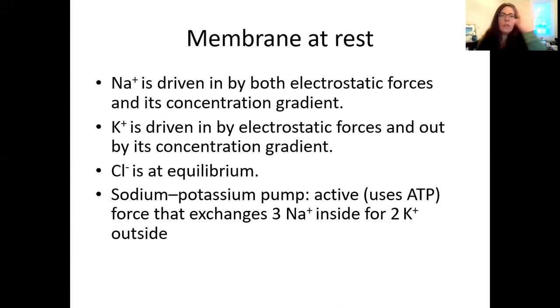And I talked about before the forces that work to move ions. We have the concentration gradient, and we have the electrical gradient. So there are two forces that move ions. Okay. Now, so let's take sodium first. And remember that the gate for sodium is closed.